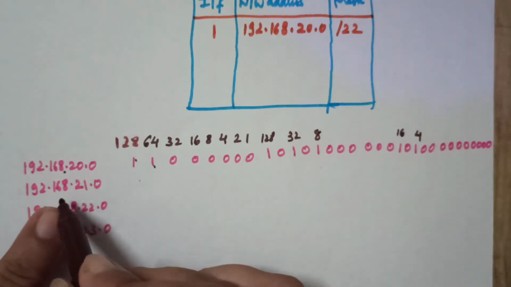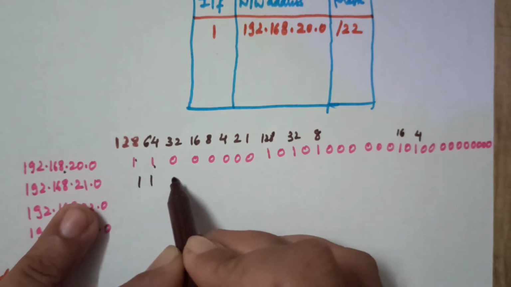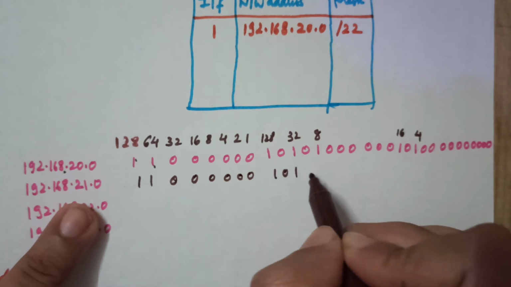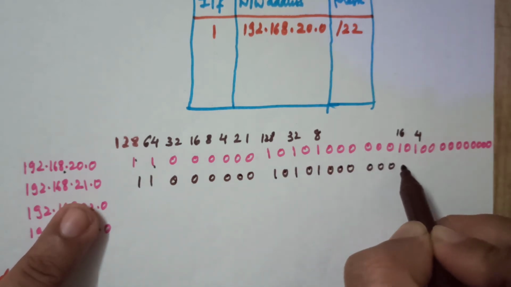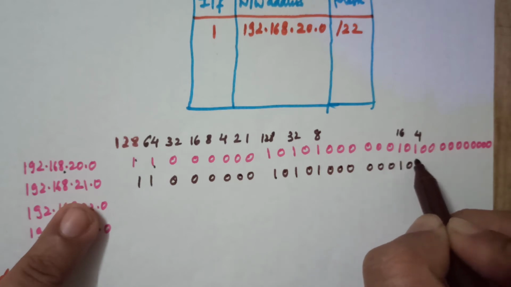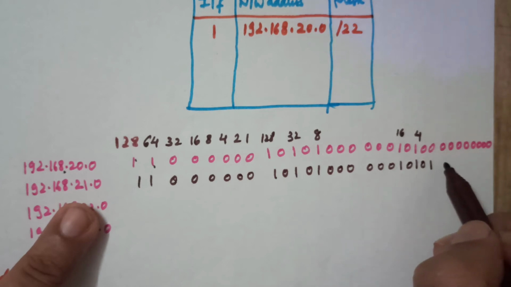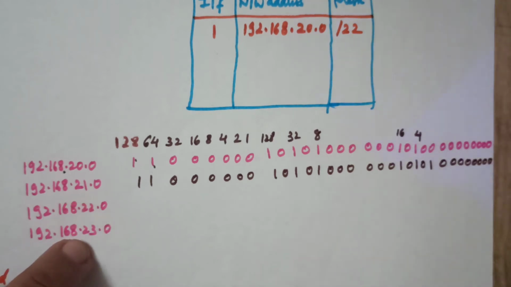Now similarly, 192.168.21.0 can be written as 11000000, 10101000, 00010101, because here we need 21, and the last octet is 0, so all 8 bits are 0 in the last octet.